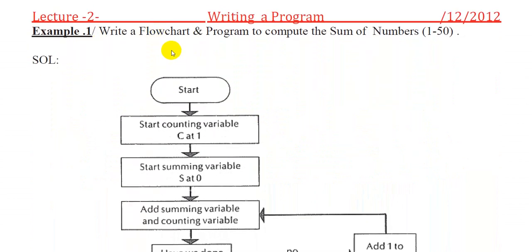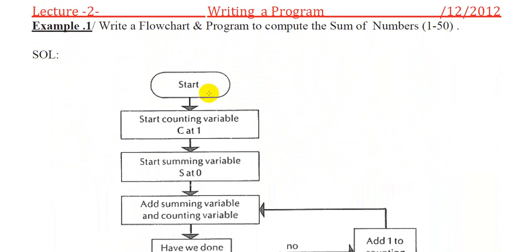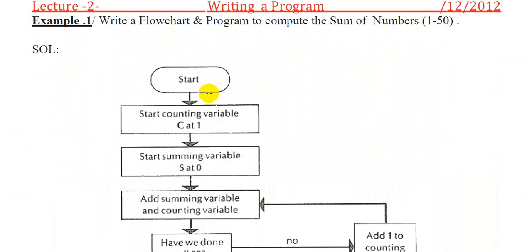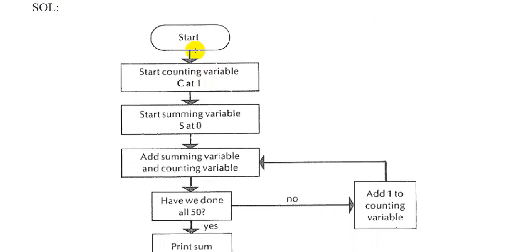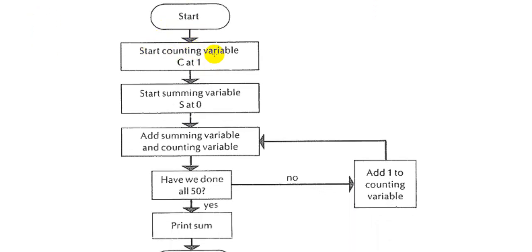Example 1. Write a flow chart and program to compute the sum of the numbers 1 to 50. Solution. Start the sum flow chart here, with the activities stipulated in the predecessor steps of planning, flow charting and block diagramming as we have seen. Begin. Start. Start the counting variable, C at 1. Start the summing variable, S at 0, as indicated by the value before you.